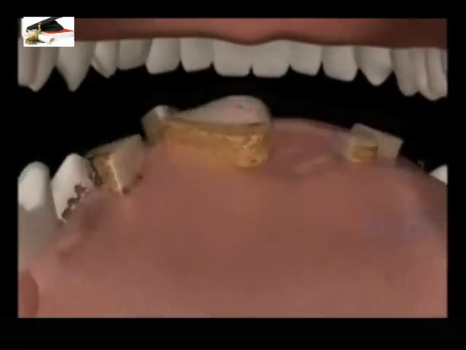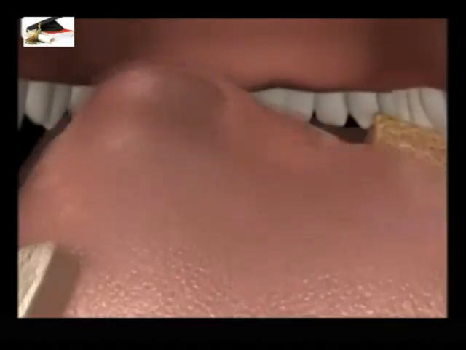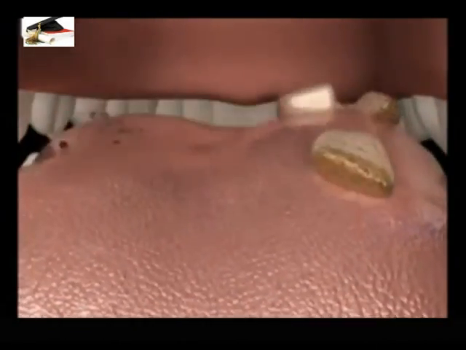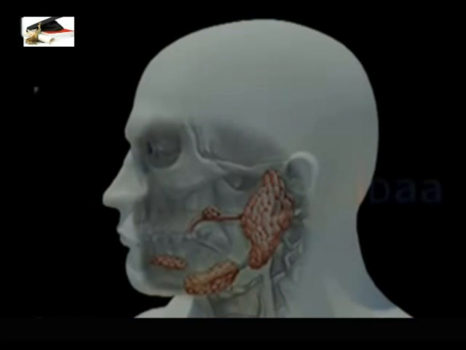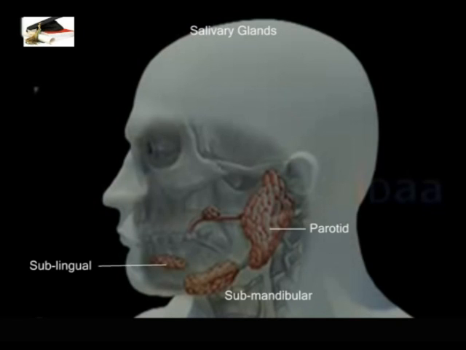During this process, the food is moistened and mixed with saliva secreted from the salivary glands. The glands are located in various places around the mouth region, and there are 3 of them. The sublingual salivary glands are beneath the tongue. The submandibular salivary glands are under the jaw. And the parotid salivary glands are found in the cheeks in front of the ears.